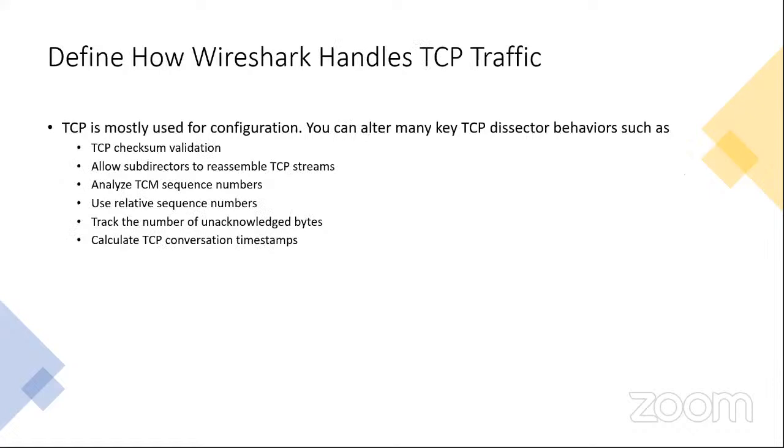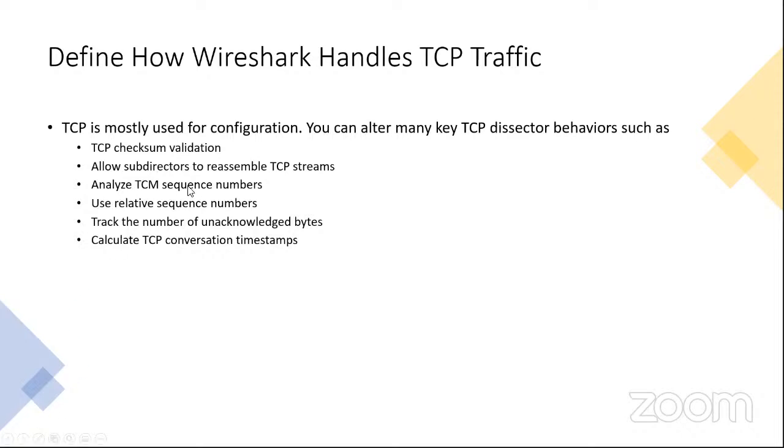So, define how Wireshark handles TCP traffic. TCP is mostly used for configuration. You can alter many key TCP dissected behaviors, such as the TCP checksum validation, and how to allow subdissectors to reassemble TCP streams. So sometimes you might see that TCP packets are broken up.